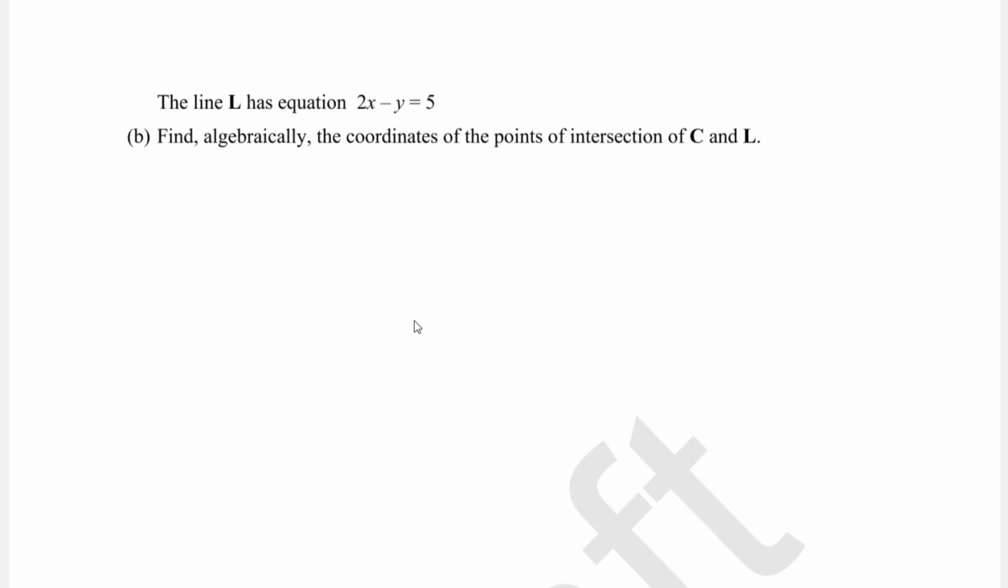The line L has equation 2x subtract y equals 5. Part B, find algebraically the coordinates of the points of intersection of C and L. So let's find the equation of C. Because we have the centre of (0, -3) and a radius of 2, C will have equation x squared plus (y plus 3) squared equals 2 squared.